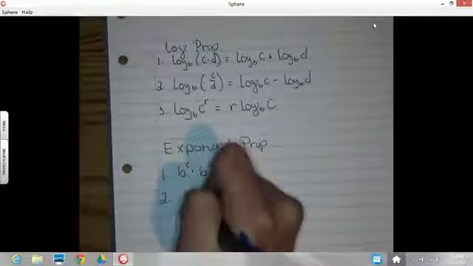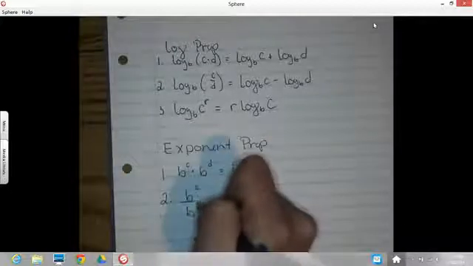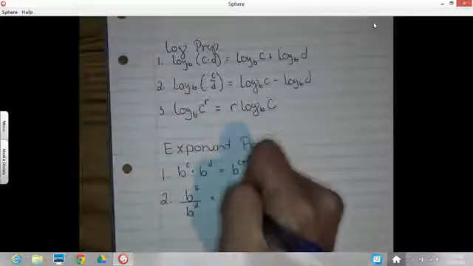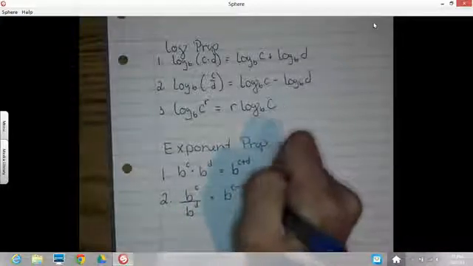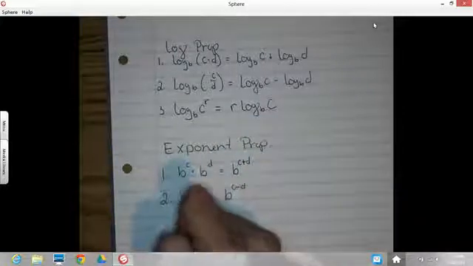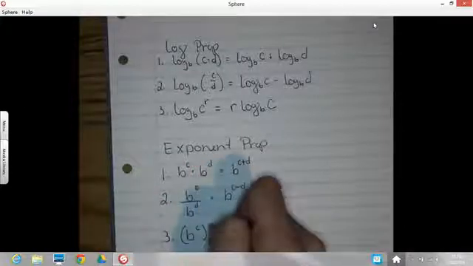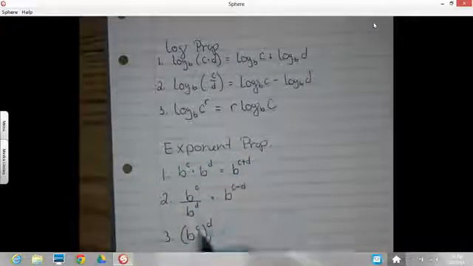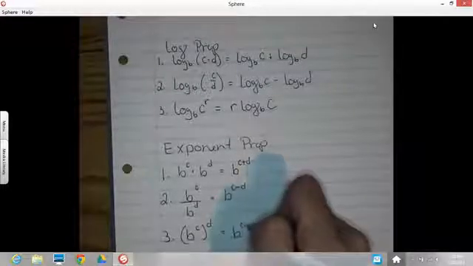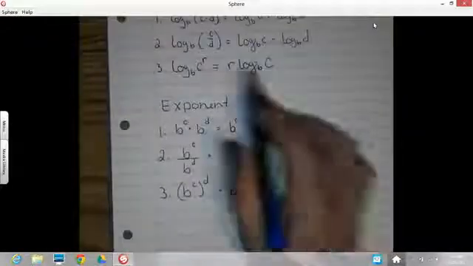If I've got a base to a power divided by a base to a power, the rule is you subtract these exponents. Numerator minus denominator. And then the third one, b to the c to the d, a power raised to a power. That's when you multiply your exponents. These exponent rules are going to be used in the proofs that we're going to do today.